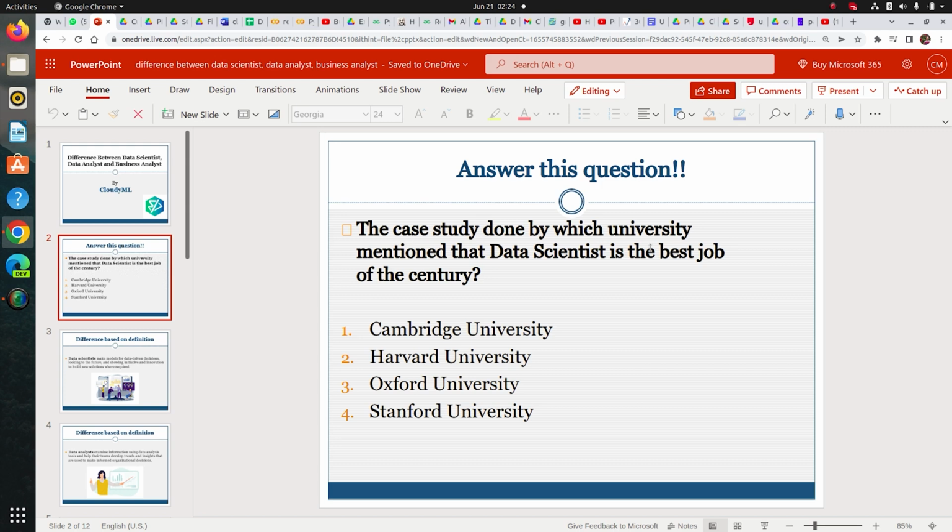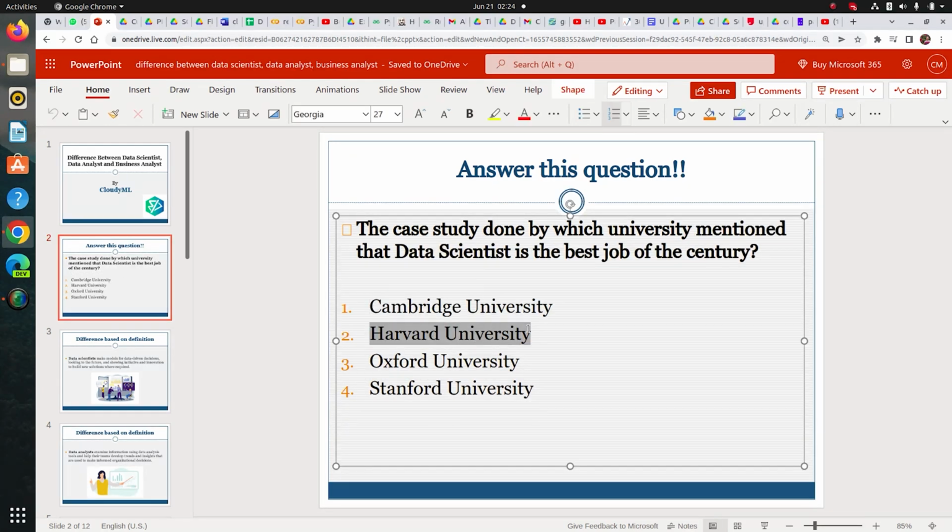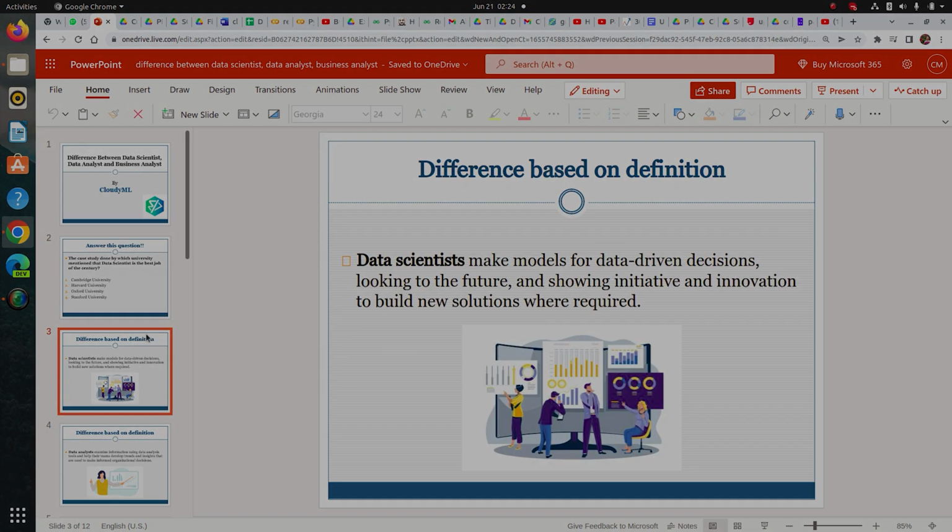The case study done by which university mentioned that data scientist is the best job of the century? I'm sure you must have heard of this. Answer this whether it's Harvard, Oxford, Stanford, or Cambridge. I will answer at the end. So let's start.